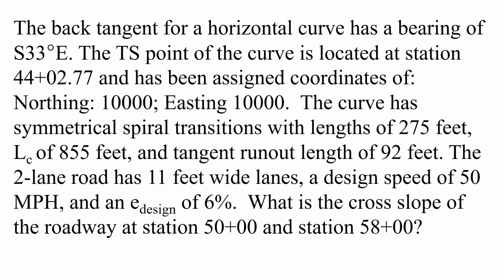We have a problem looking for the cross slope at a couple of points on a spiraled horizontal curve. A lot of givens here, so I'm going to show these givens on a diagram and talk through them there. Some of these are unneeded, so it's important that we lay out what we have and use what we're given to find the values that we want. And specifically, we're asked for the cross slope at station 50 and station 58.